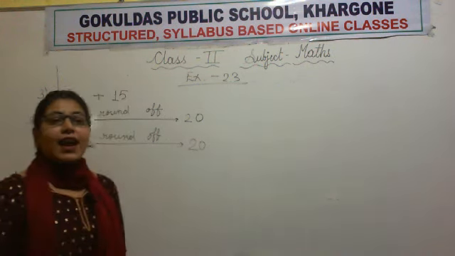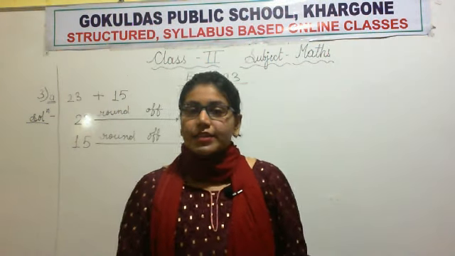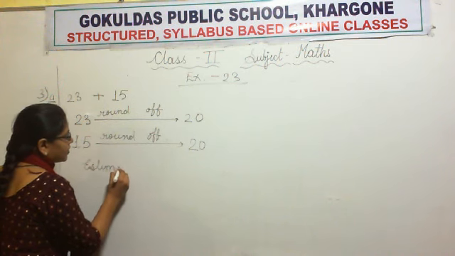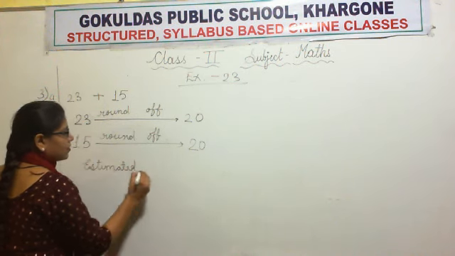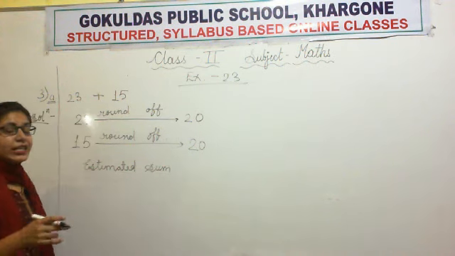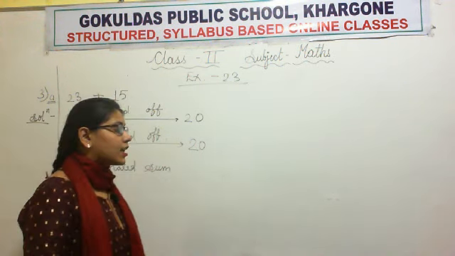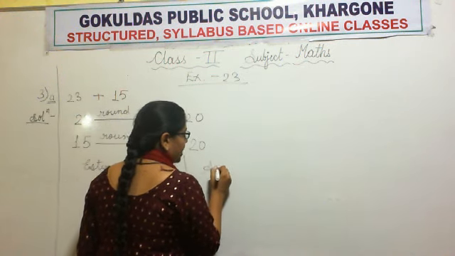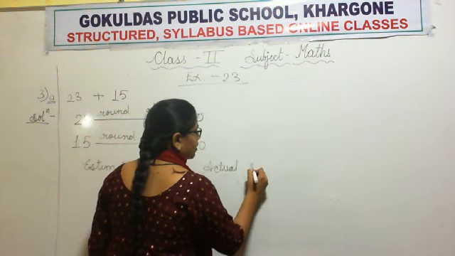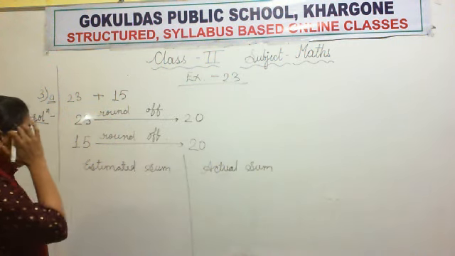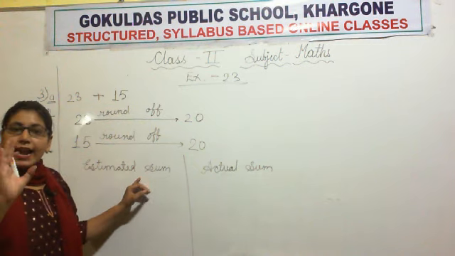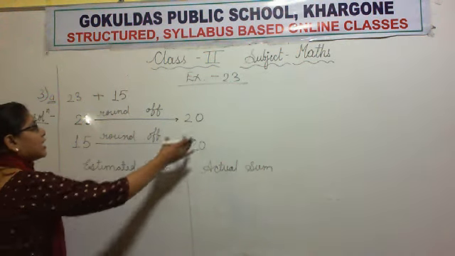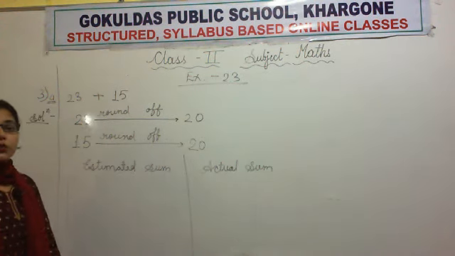Now what is the next step? Next step is finding the estimated sum. So for that we will write estimated sum first. Okay, what is the question asking us? The question is asking us to find the estimated sum as well as the actual sum. So how will we find the estimated sum? By adding the estimated values. So let us add the estimated values first.